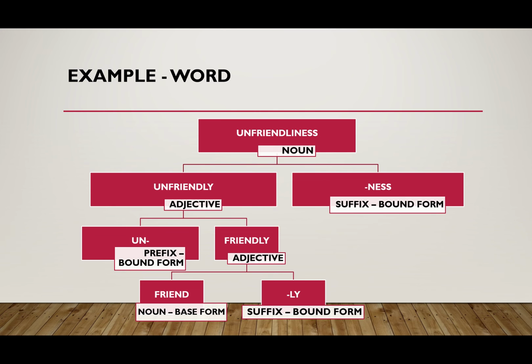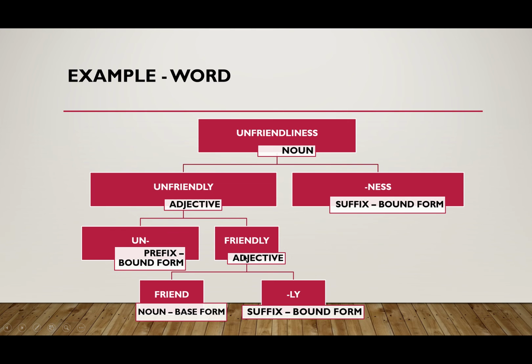So, as far as possible, we don't touch upon the meaning of the word, that is the negative meaning of the word. Therefore, we are not splitting the word into un and friendliness. We are splitting it as unfriendly and ness. So, unfriendly is an adjective, we label it, and ness is a suffix. Here, for your reference, I have even marked it as a bound form. Then we move on to unfriendly, and we split unfriendly into un and friendly. Un is a prefix which is a bound form, and friendly is an adjective. Friendly is a free form.